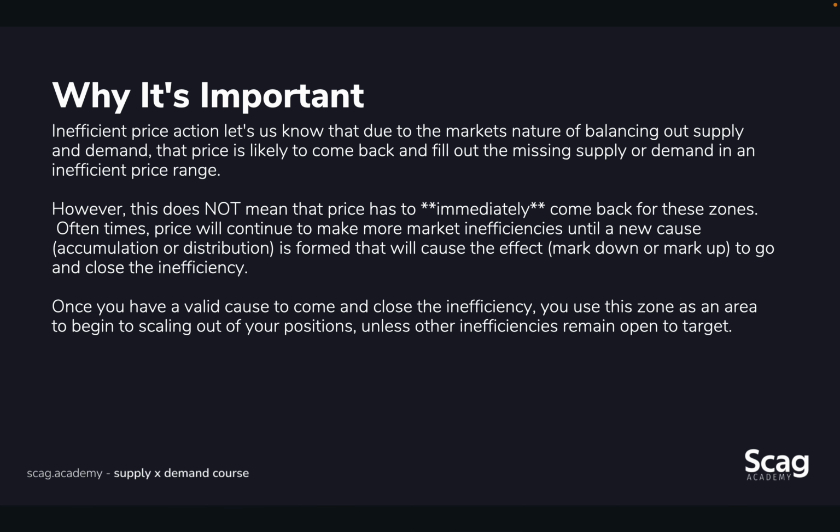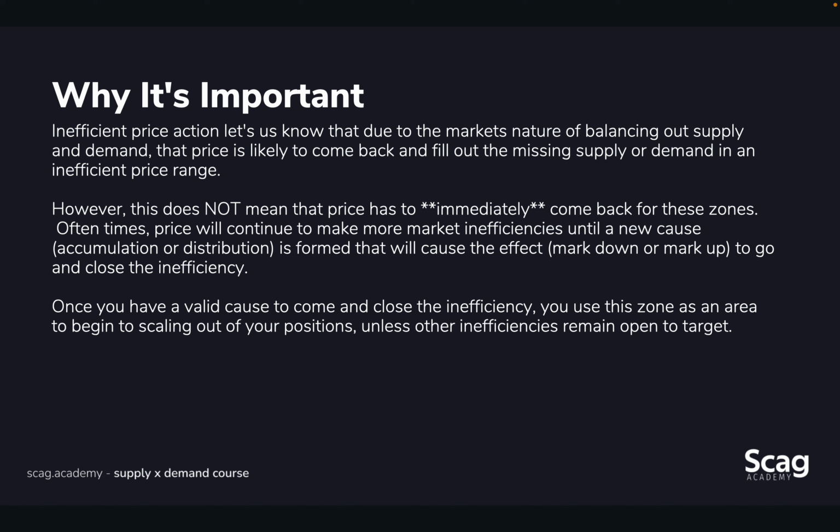All right, so inefficient price action lets us know that due to the market's nature of balancing out supply and demand, price is likely to come back and fill out some of that missing supply or demand, right? Some of that inefficient price action inside of that inefficient price range. Now, however, I don't want you guys to get used to the idea that this has to immediately come back to these zones. It's not always what's going to happen.